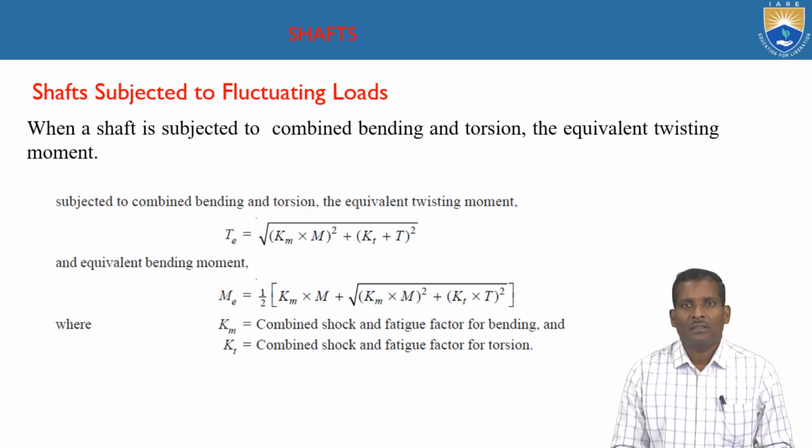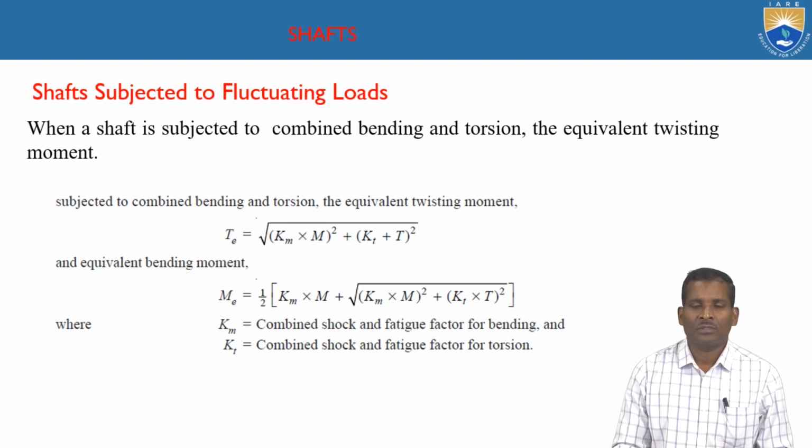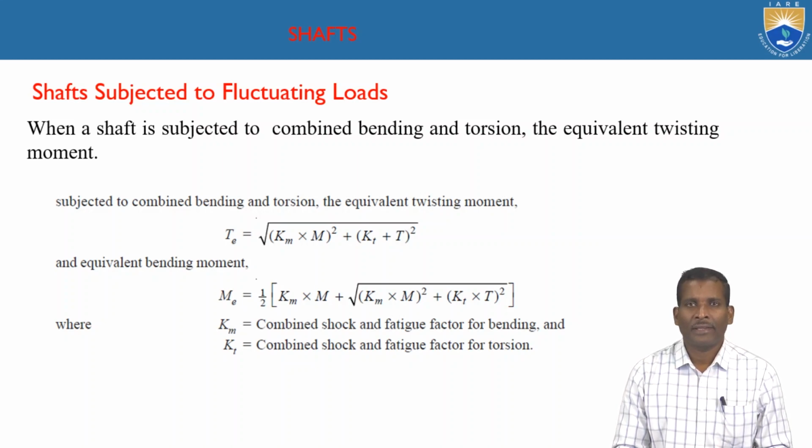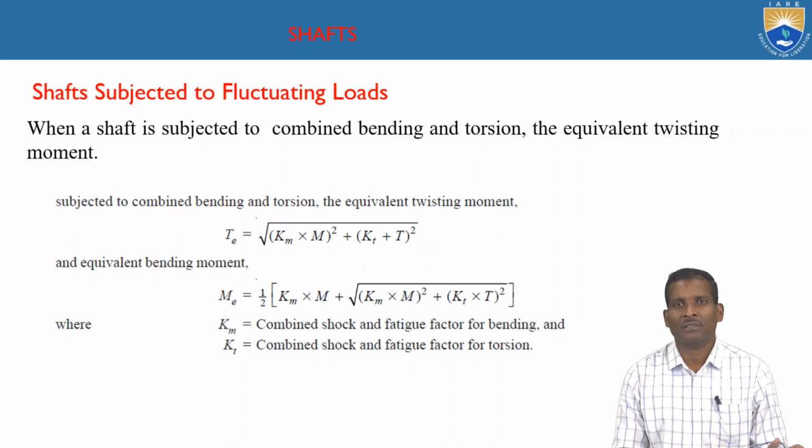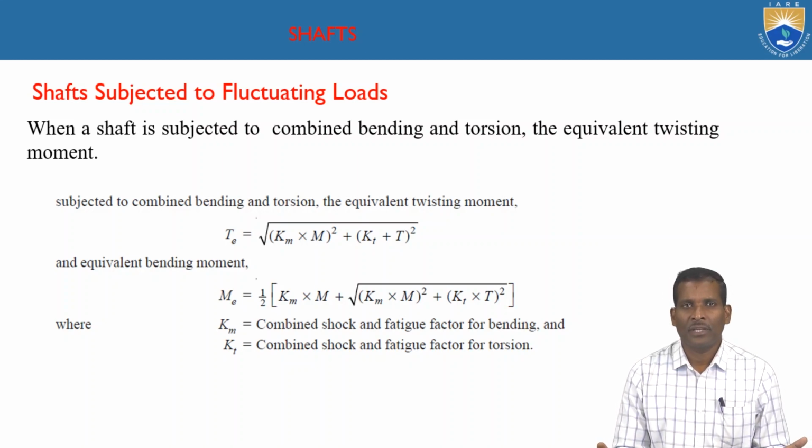In this session, we will see how to design a shaft when it is subjected to fluctuating loads. In previous sessions, we studied when the shaft is subjected to combined bending and torsion moment. But additionally, sometimes shafts are subjected to axial loads, and when they are subjected to shock loads or cyclic loads, how do we calculate the diameter of the shaft?